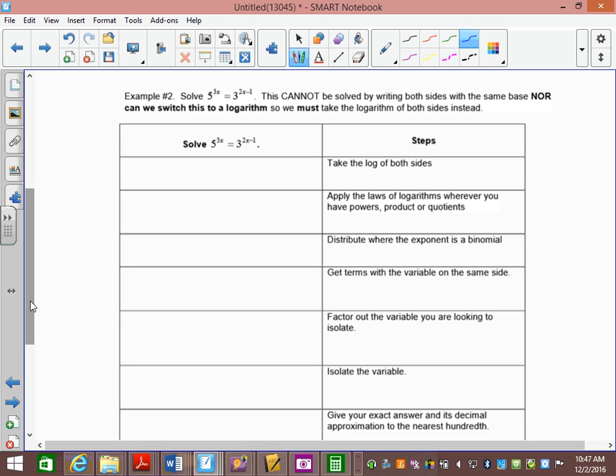So what we do is we just log both sides. Remember, as long as you do to one side what you do to the other side, it's fine. Like I can multiply this side of the equation by 2 as long as I multiply this side of the equation by 2, right? It doesn't change the equation. So if I log both sides, it works. So I'm going to go log 5 to the 3x equals log 3 to the 2x minus 1.